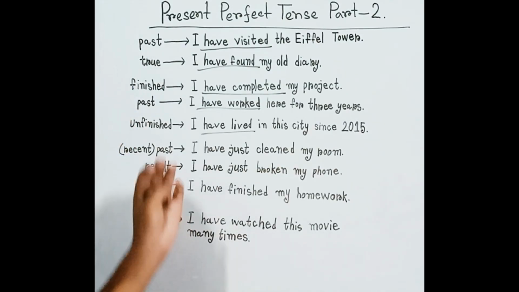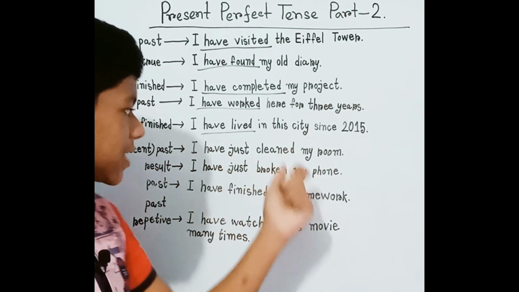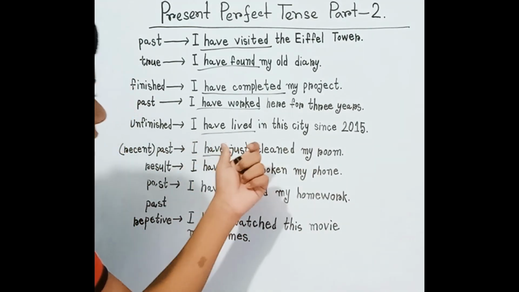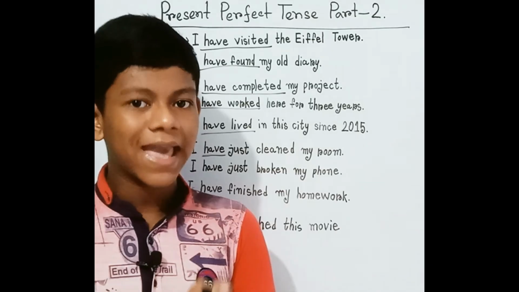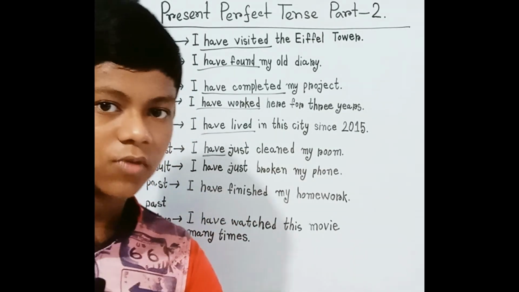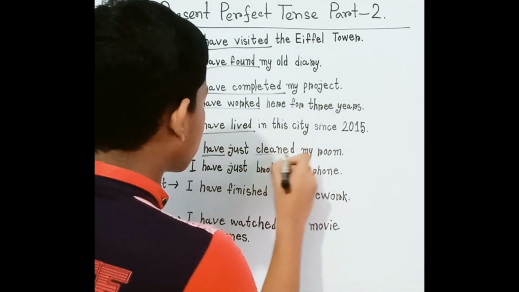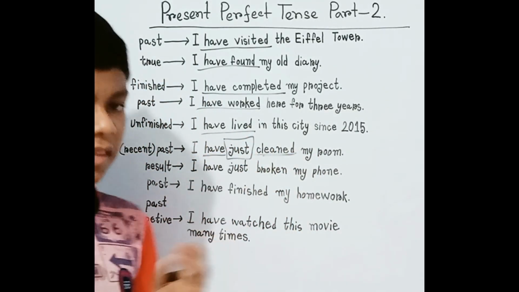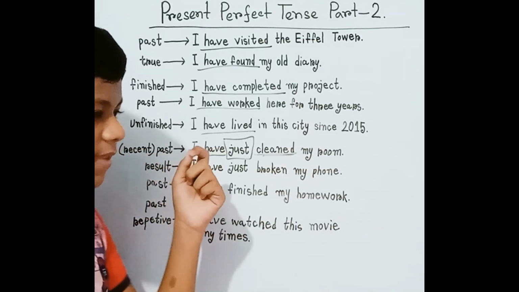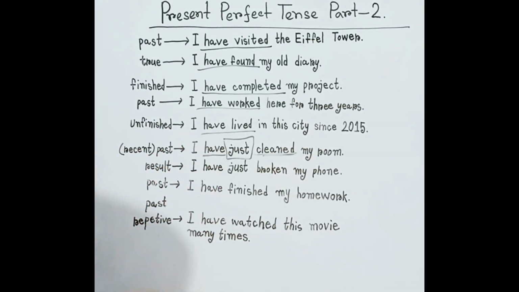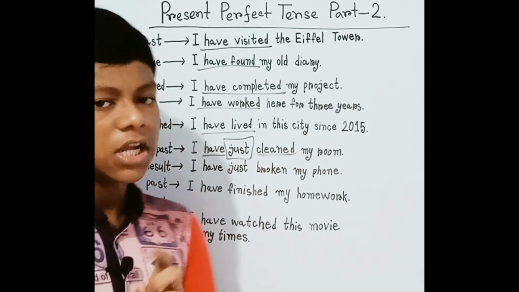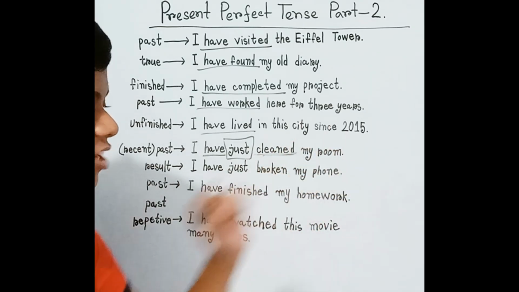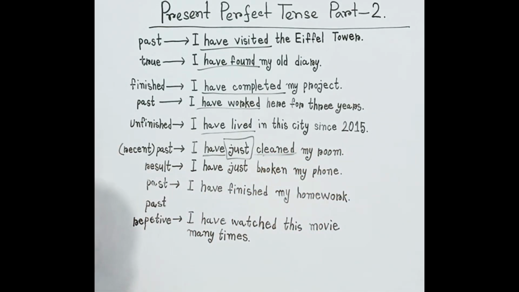Sometimes it is used. For example, I have just cleaned my room. So here we have used have, and just is the common expression, that something happened in the recent time. And cleaned is the verb here. Just is a time expression that is used with the present perfect. So our sentence becomes: I have just cleaned my room, which indicates the recent past.